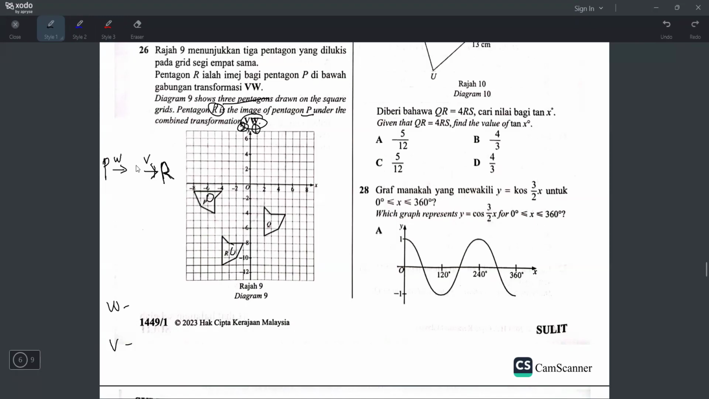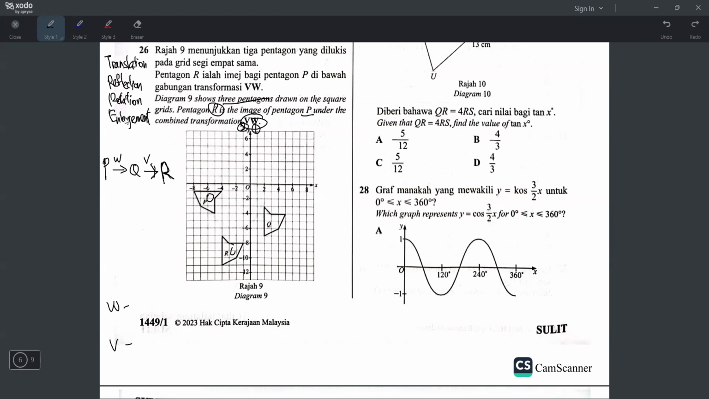Okay, and then what about the middle here? This one automatic is the Q lah. So P to Q is transformation W, Q to R is transformation V. Now we try to determine for transformation W first. So you have 4 transformations: translation, reflection, pantulan, rotation, which is putaran, and enlargement. Usually kalau you nak tahu dia which transformation, you try to check for enlargement first because this one is the easiest one to tentukan.